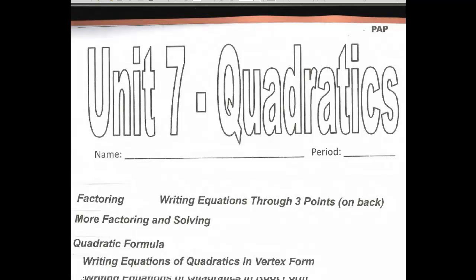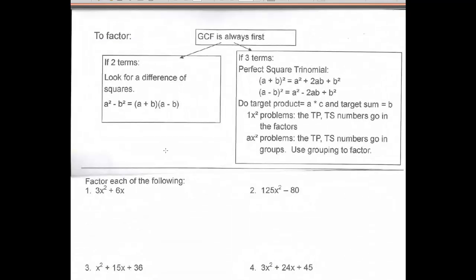We begin our quadratic unit with factoring. In your foldable, there is a guideline to help you factor. If you don't remember, this is a review from Algebra 1. We want to always take out the GCF first, always.